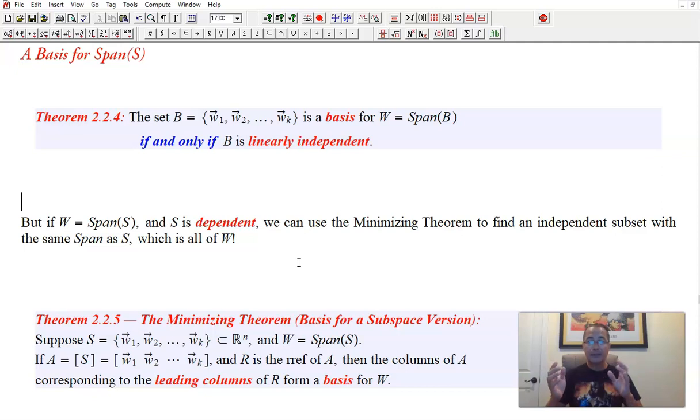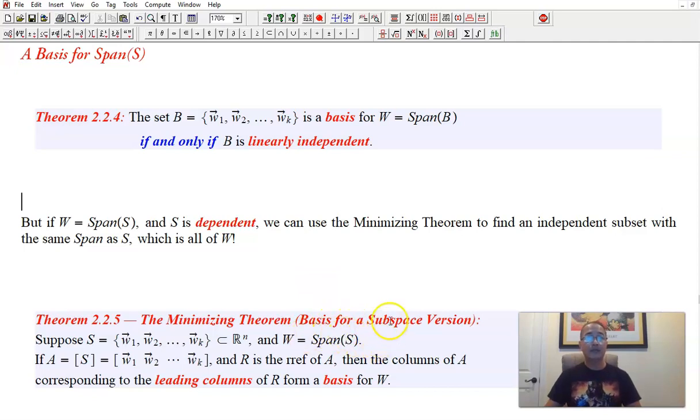And that's because the second half of the minimizing theorem says, if you are not included in this set, what we called S minus S prime, then you can be expressed as a linear combination of the vectors in S prime. So in other words, you are redundant. If you already have the vectors in S prime, you can create the other vectors which were not included in S prime. So we can adapt the minimizing theorem.